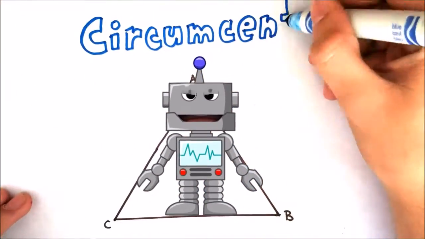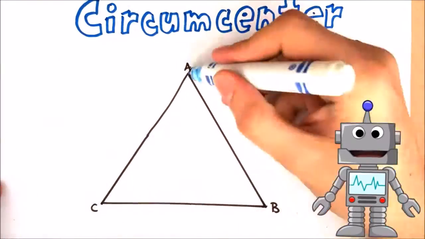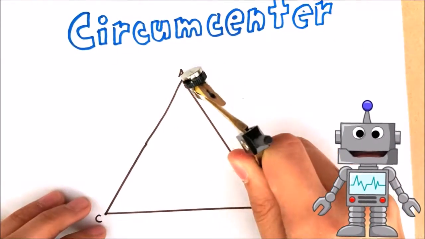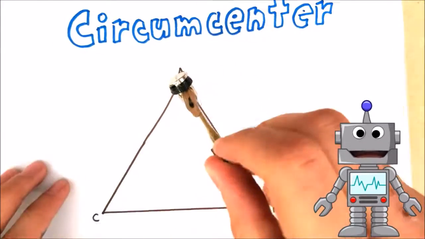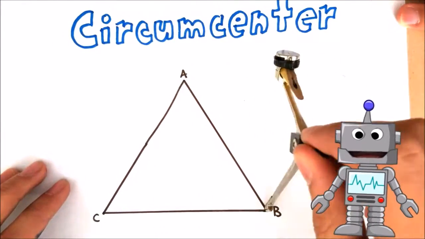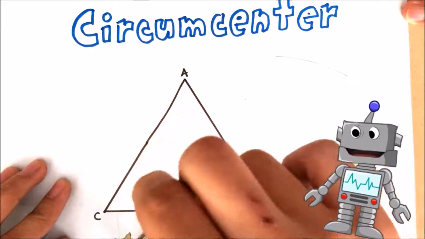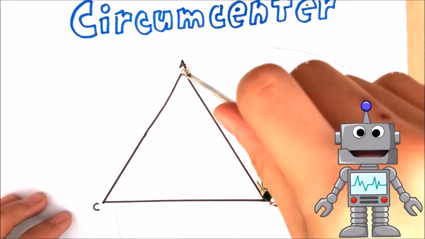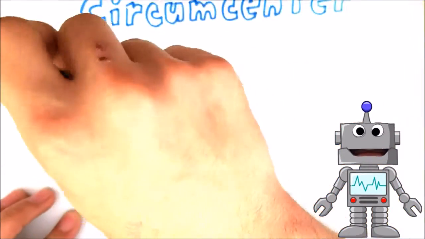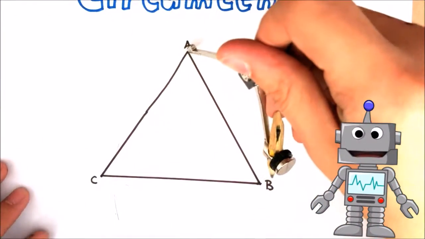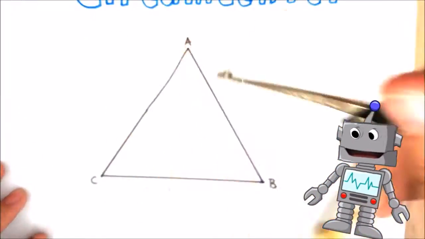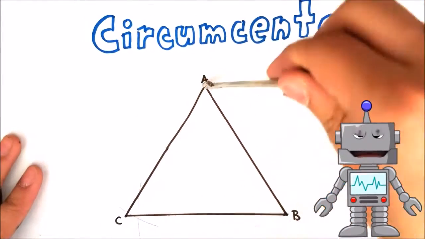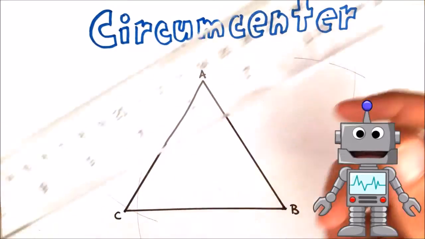The circumcenter. Step 1. Draw the perpendicular bisector of the side AB. This can be done by placing the compass on one end of the line segment. Without changing the compass's width, draw an arc above and below the line. Place the compass's point on the other end of the line. Draw an arc above and below the line so that the 2 arcs cross the first 2.